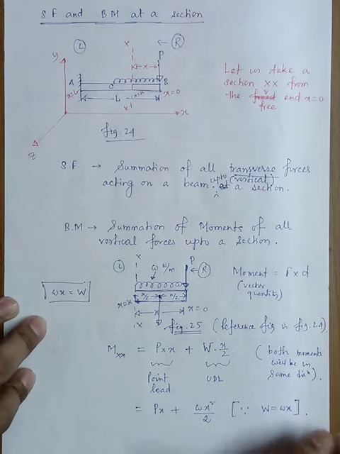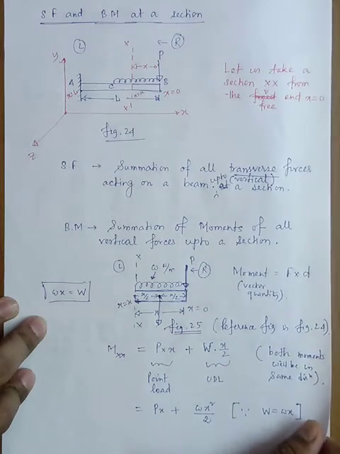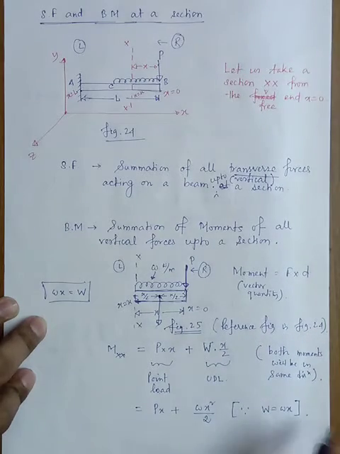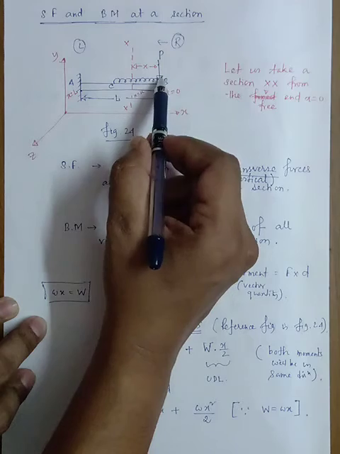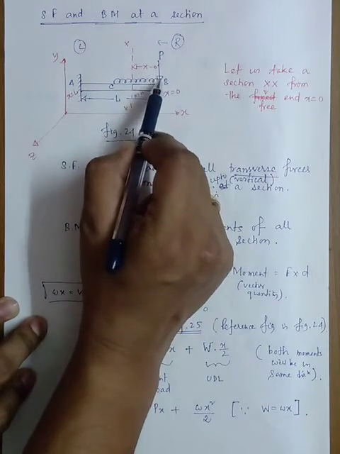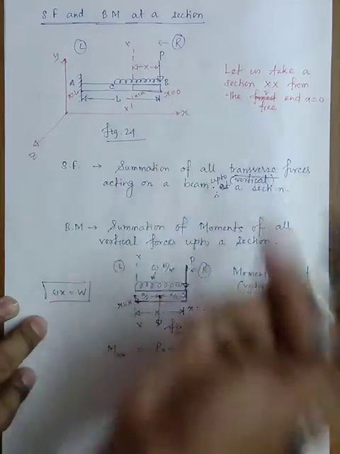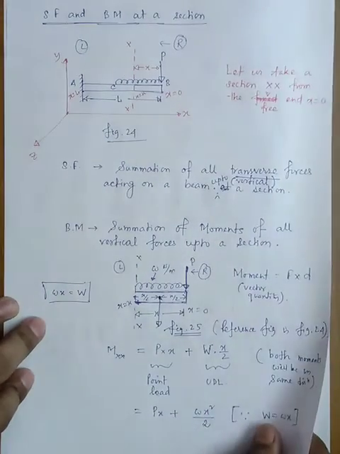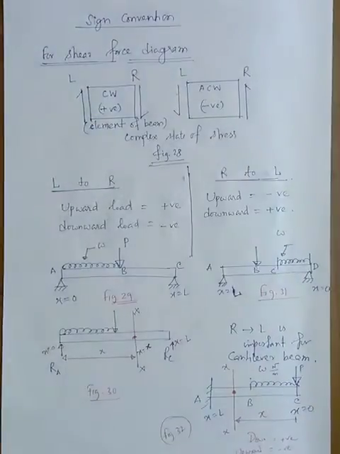But here we need to see the sign convention. Whether it will be positive or negative if it is acting from the top side of the beam, we are going to see that also. So let's see the sign convention of a beam.